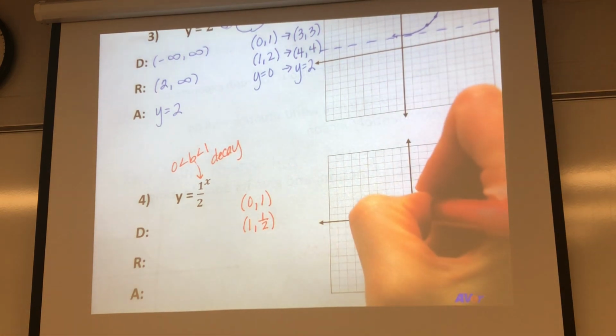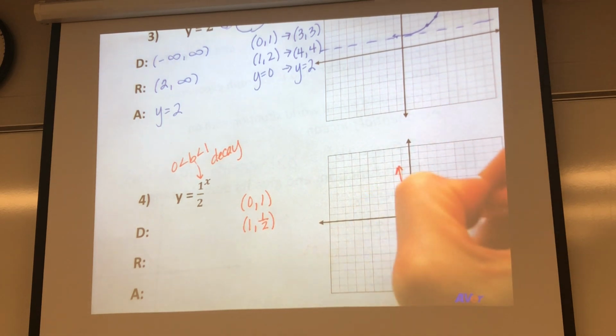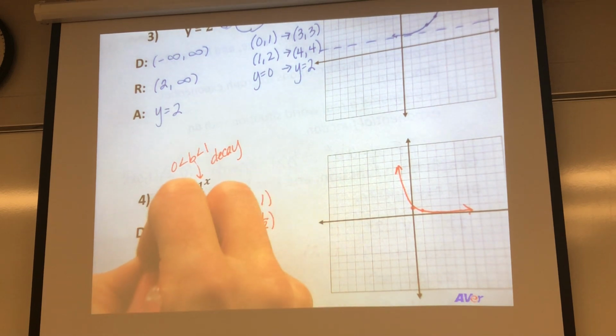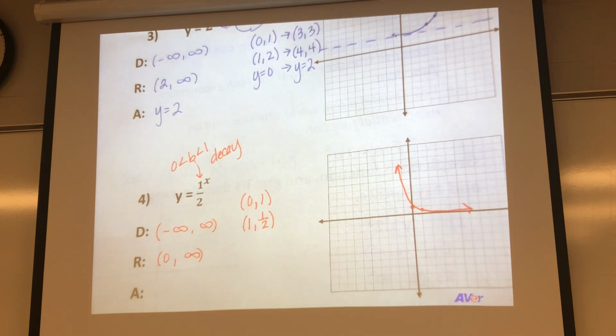So we have (0, 1) and (1, 1/2). You could see that our curved line is going the opposite direction. Our domain doesn't change. Our range is the same as it was for our original growth equation. And our asymptote is still the x-axis, which we say y equals 0.